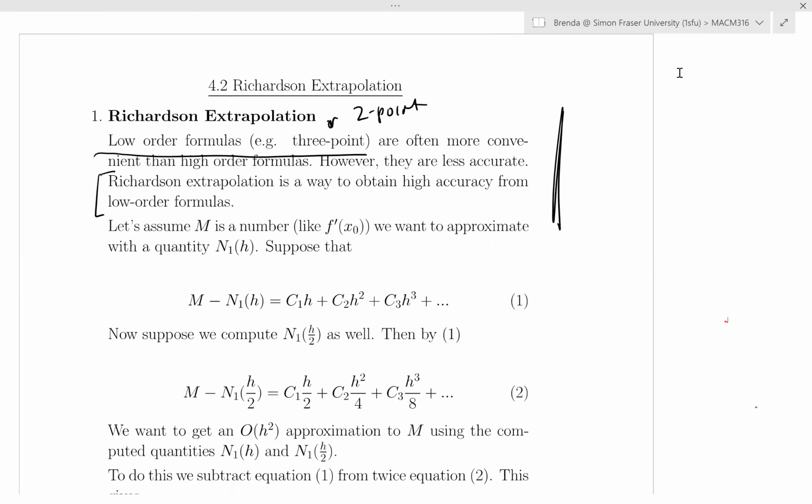Right, we're going to get started here. Questions before I launch into the very cool Richardson's extrapolation? It is very cool. Any questions? Okay.